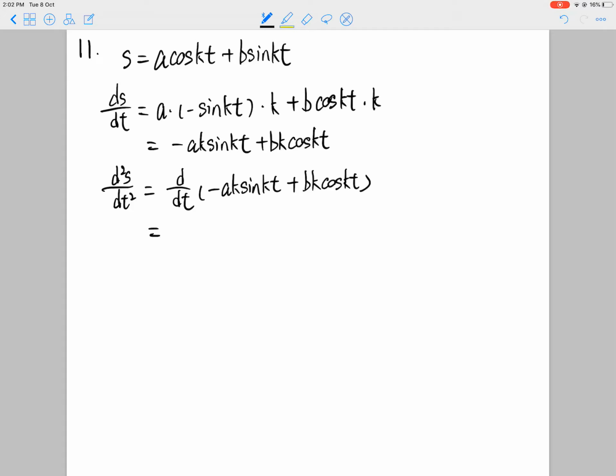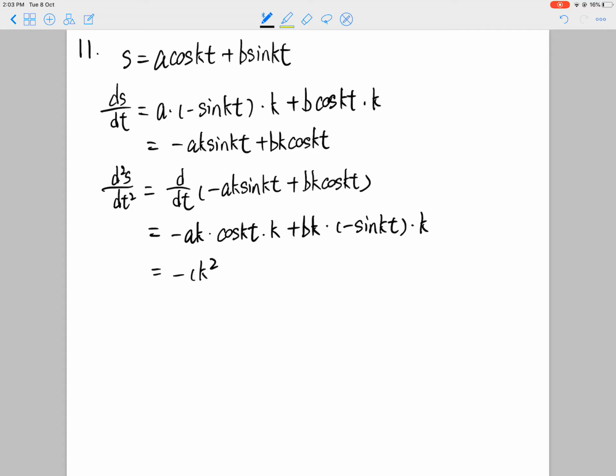Right. So let's do it again. Sine something, right? The derivative is negative ak. Sine something, the derivative is cosine, then t's coefficient k, right? It is k. Plus this part bk. Cosine kt's derivative is negative sine kt, right? Times t's coefficient k. So it's negative ak square. Okay, let me write it this way.